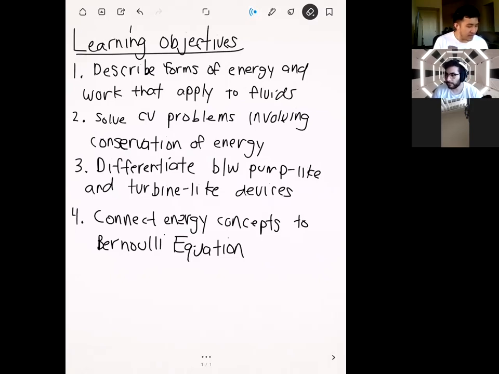After that, the plan for today is we're going to finish up our lecture notes on control volume analysis. We started conservation of energy last time, so we're going to finish that up today. We're going to do lots of examples and connect it with the Bernoulli equation, which we covered a few weeks ago. Besides that, are there any questions I can answer about the homework before we get started?